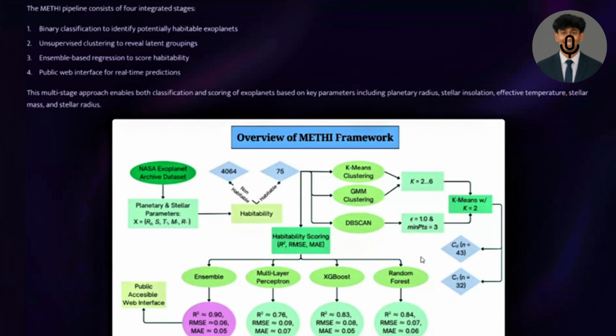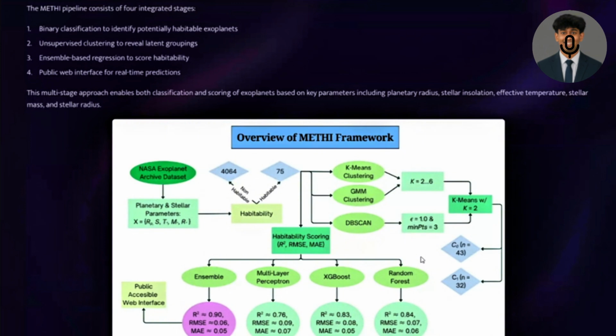Then we moved on to stage 3, which was the habitability scoring. From here, these are the main 3, and out of all of this, the highest yielding was the ensemble. With this model, we found our results, and then we made a publicly accessible web interface.